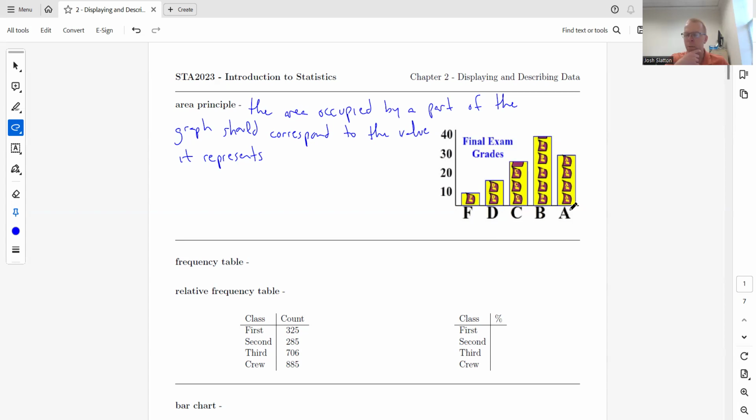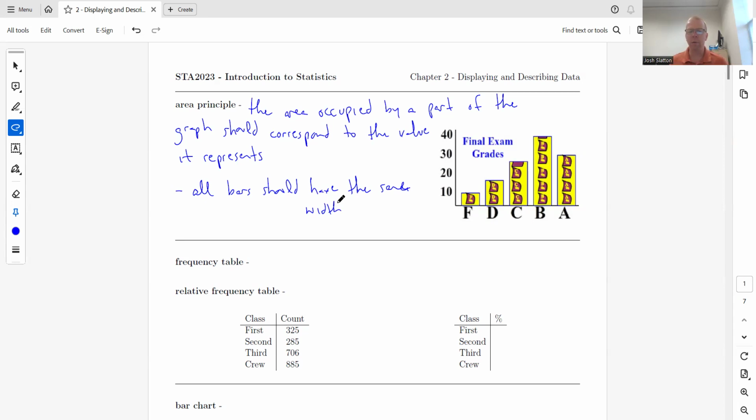So one thing to point out with these, all bars should have the same width. So when all the bars have the same width, then the height is what corresponds to the value. And then we don't have to worry about the area because they all have the same width. We can just worry about the height. So that's one way, and we'll talk about bar charts more in a minute.